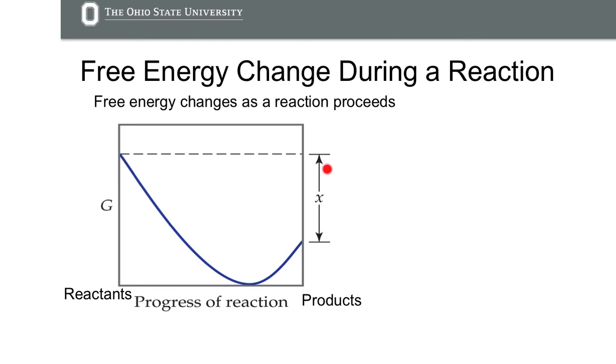What do you think X is representing? The change, yeah. So this is delta G. X is delta G, the change between the Gibbs free energy of the products and the reactants. What do you think is represented at the bottom of this well? Equilibrium, exactly. And so this is when Gibbs free energy is 0, or delta G is 0, either way.